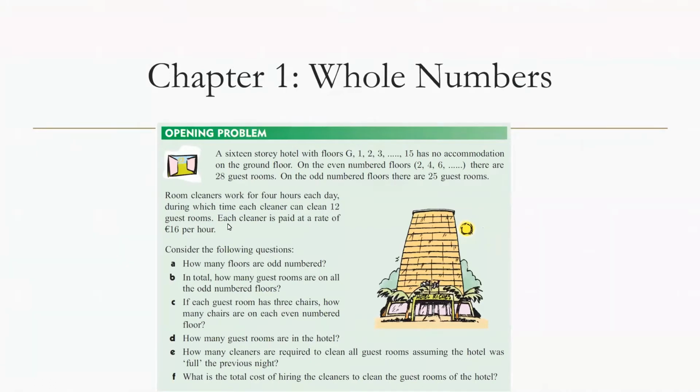A 16-story hotel with floors G, 1, 2, 3, all the way to 15, has no accommodation on the ground floor. On the even-numbered floors 2, 4, 6, there are 28 guest rooms. On the odd-numbered floors, there are 25 guest rooms. Room cleaners work for 4 hours each day, during which time each cleaner can clean 12 guest rooms. Each cleaner is paid at a rate of 16 euros per hour.